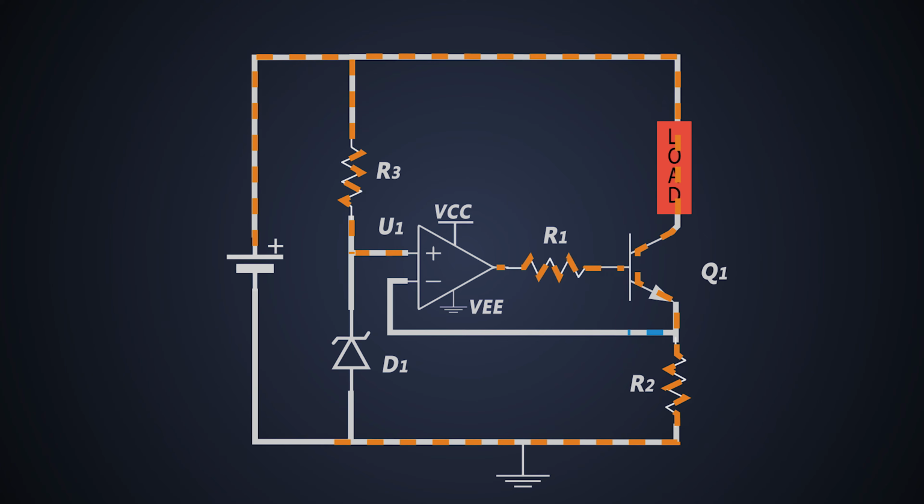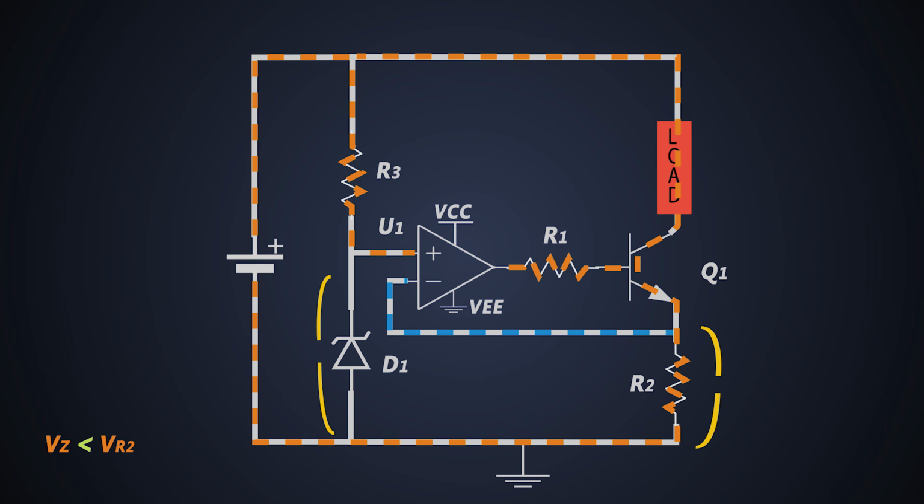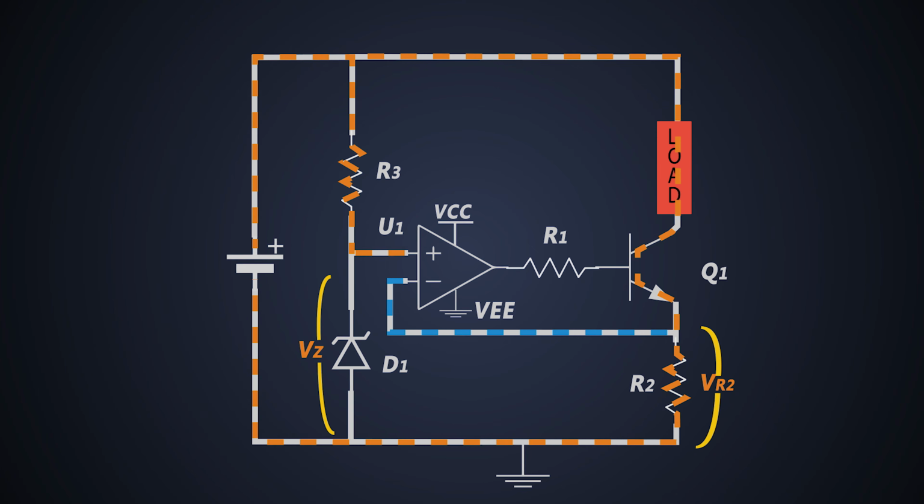So the current starts flowing to this branch. Well, as soon as the voltage drop across this R2 goes beyond the Zener voltage, that is the reference of the op-amp, the voltage at the negative terminal becomes greater than the positive terminal. So the output voltage of the op-amp will shift to the VEE, which in our case is connected to the ground. So the output voltage of the op-amp will be 0 and the transistor Q1 turns off.